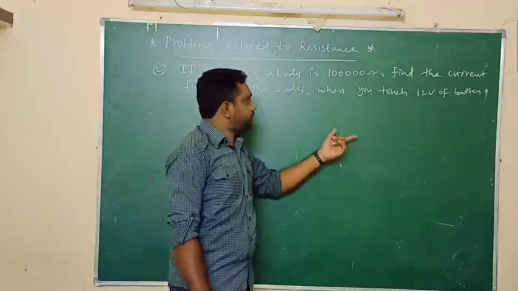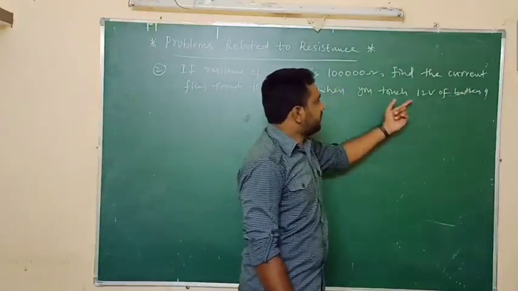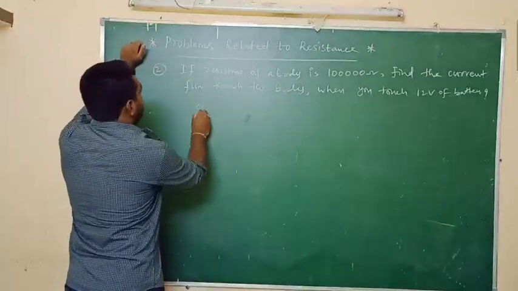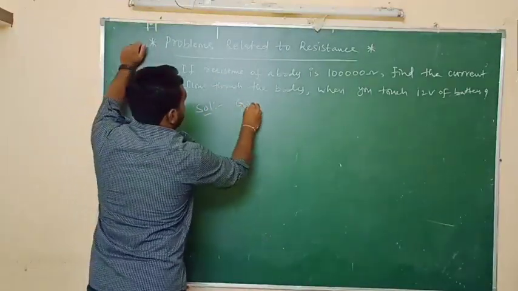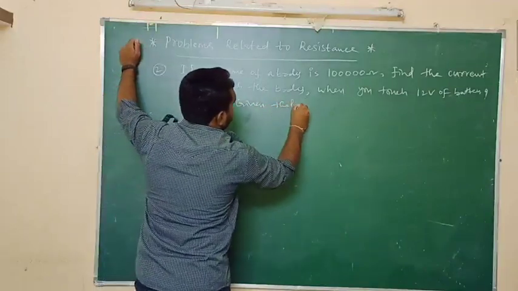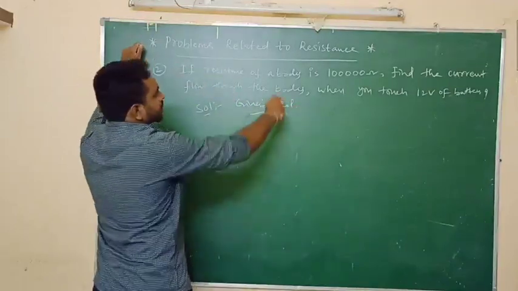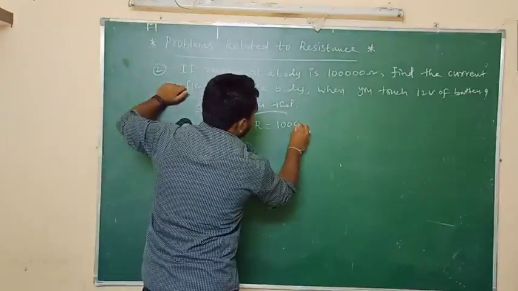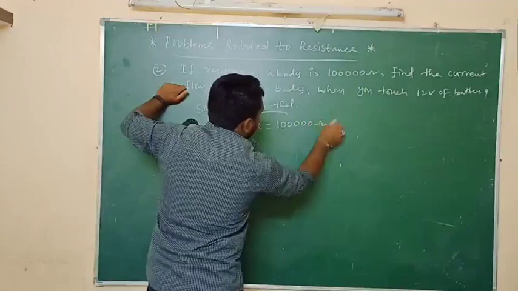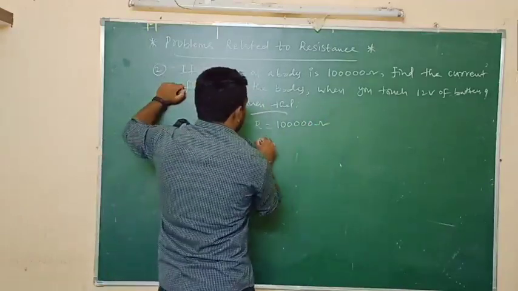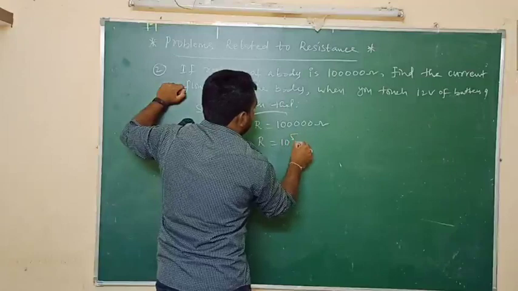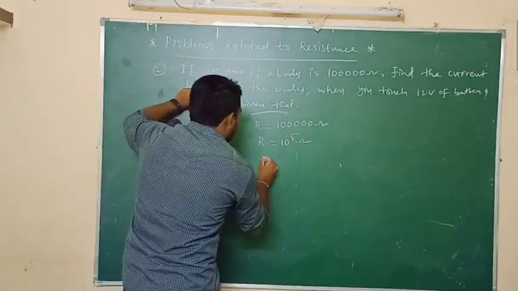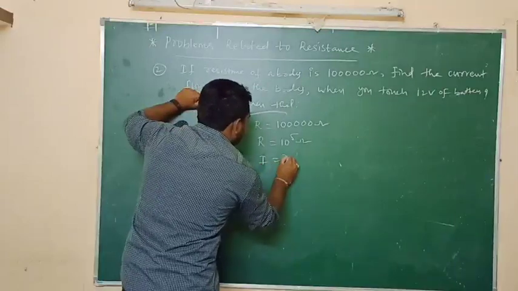We have to find the current that flows through the body when you touch a 12 volt battery. So again, in the solution, we need to write the given values. What are the given values here? First we have resistance R equal to 1 lakh ohms, which we can simply write as 10 to the power of 5 ohms. We should find the current, I equal to question mark.